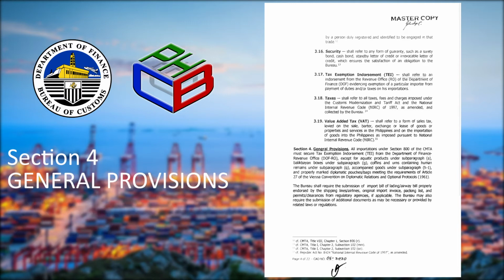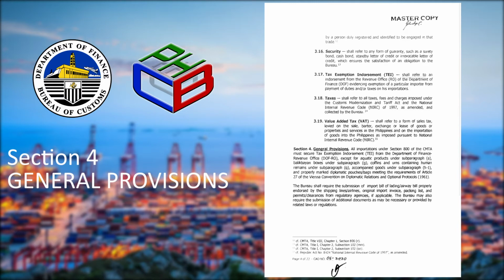Section 4. General Provisions. All importations under Section 800 of the CMTA must secure a Tax Exemption Endorsement, TEI, from the Department of Finance, Revenue Office, DOFRO, except for aquatic products under subparagraph A, ballot boxes under subparagraph G, coffins and urns containing human remains under subparagraph Q, accompanied goods under subparagraph H1, and properly marked diplomatic pouches or bags meeting the requirements of Article 27 of the Vienna Convention on Diplomatic Relations and Optional Protocols, 1961.